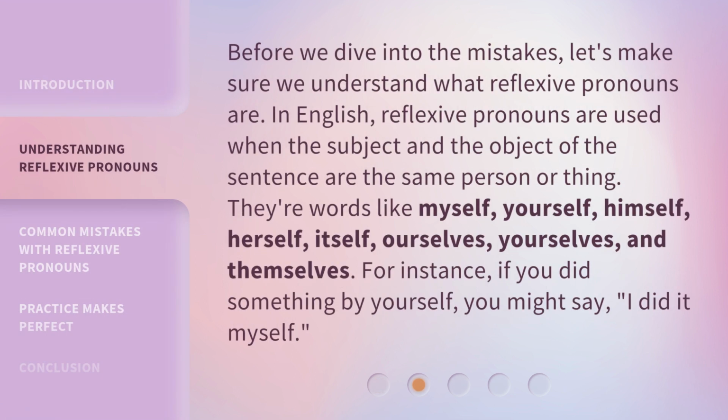Before we dive into the mistakes, let's make sure we understand what reflexive pronouns are. In English, reflexive pronouns are used when the subject and the object of the sentence are the same person or thing. They're words like myself, yourself, himself, herself, itself, ourselves, yourselves, and themselves. For instance, if you did something by yourself, you might say, I did it myself.